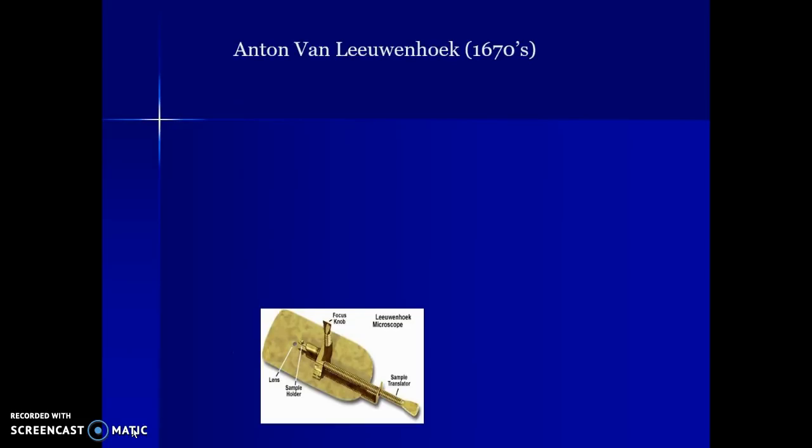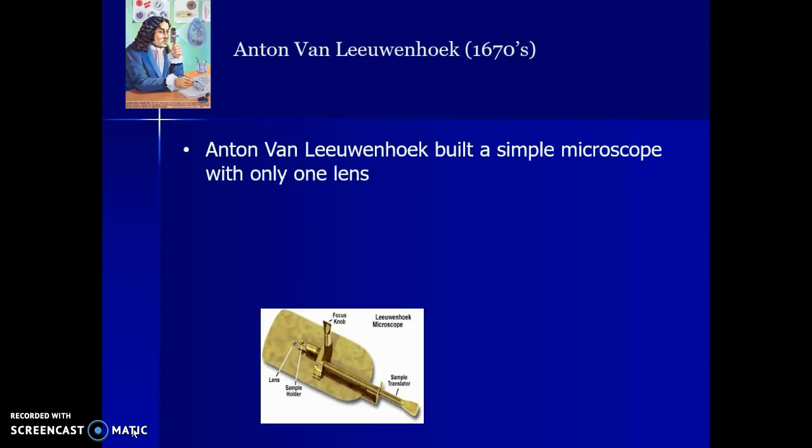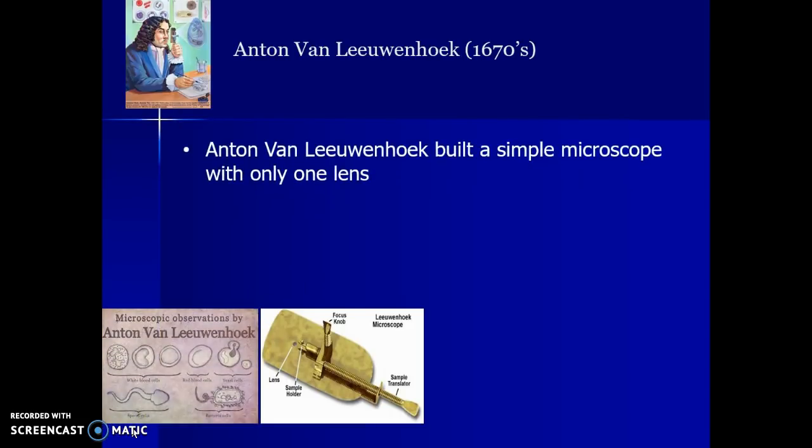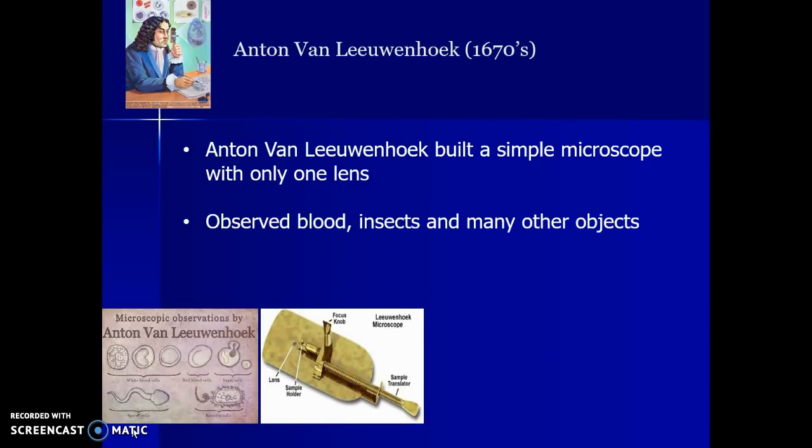In 1675, a Dutch draper and amateur microscope builder, Anton van Leeuwenhoek, used a simple microscope with only one lens to look at blood, insects, and many other objects. He was the first to describe cells and bacteria seen through his very small microscope.